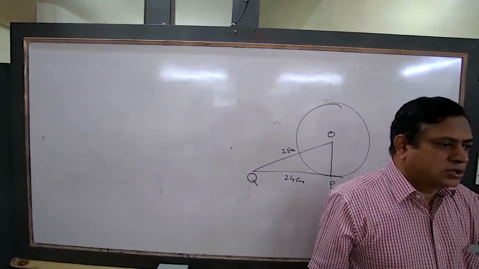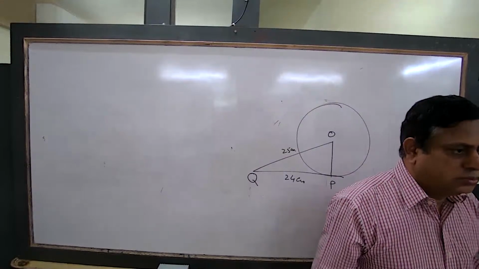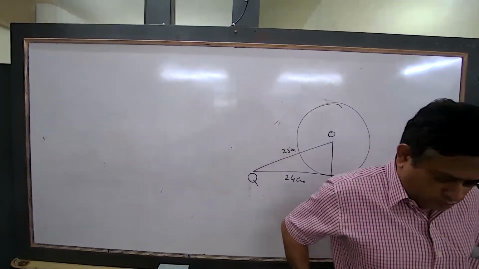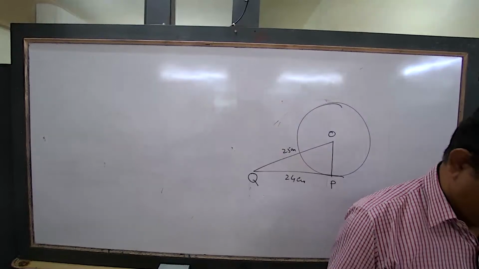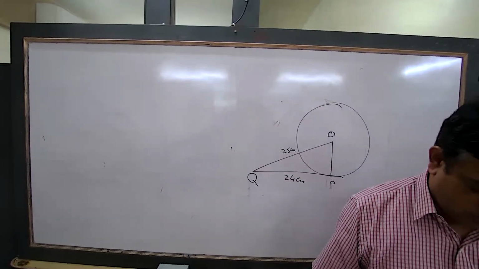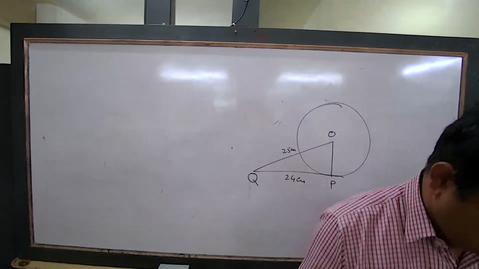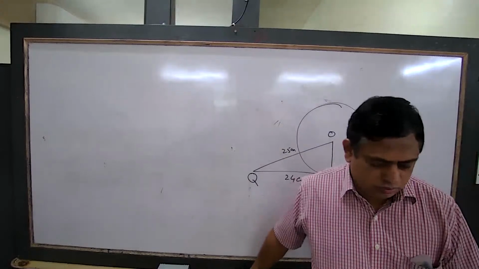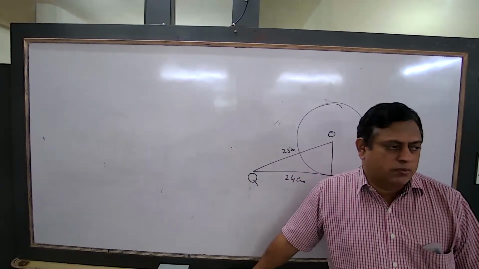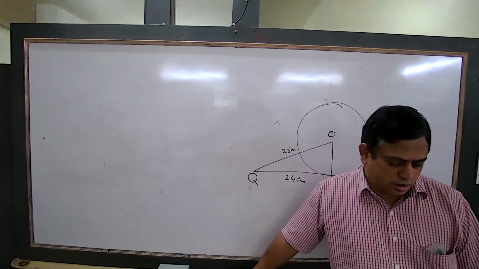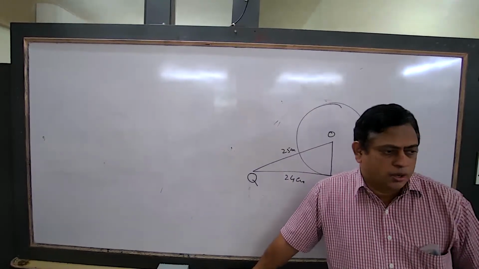Next, the second question. Twisha. PT and PQ are the two tangents of a circle with center O so that angle POQ equals 110 and angle PTQ is equal to... So you have to find out angle PTQ. How do you get it?